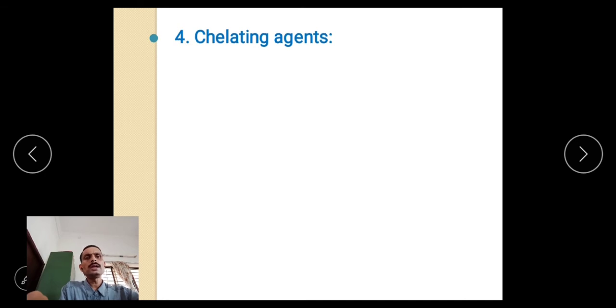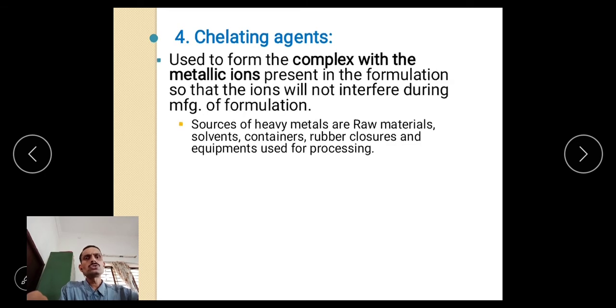Next is chelating agents, used to form complexes with the metallic ions present in the formulation so that the ions will not interfere in the manufacture of formulations. During manufacturing we are using equipment, and even the raw materials may contain some heavy metals or metallic impurities. The chelating agents complex with those and prevent the product from oxidation. That is why we are adding chelating agents.